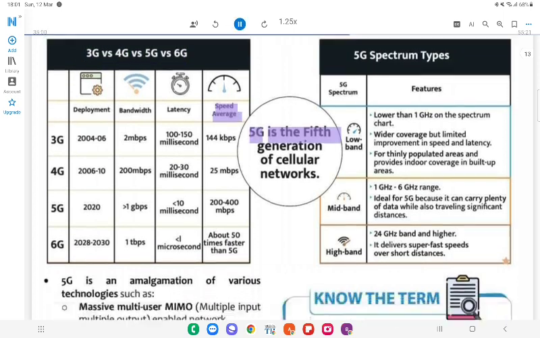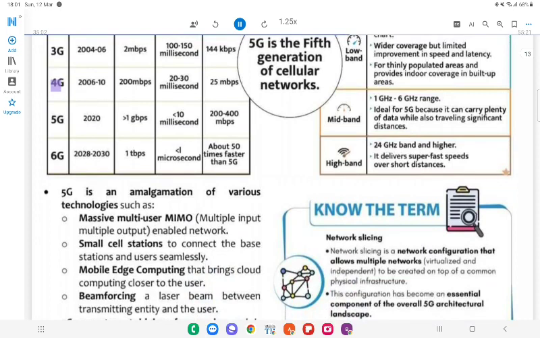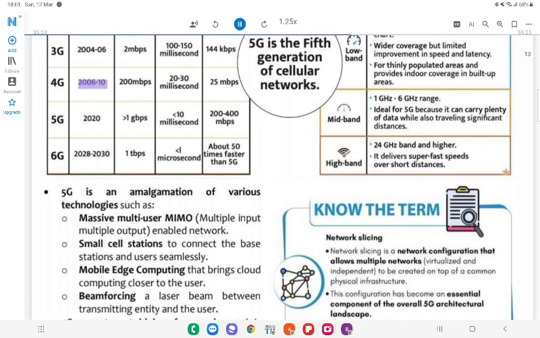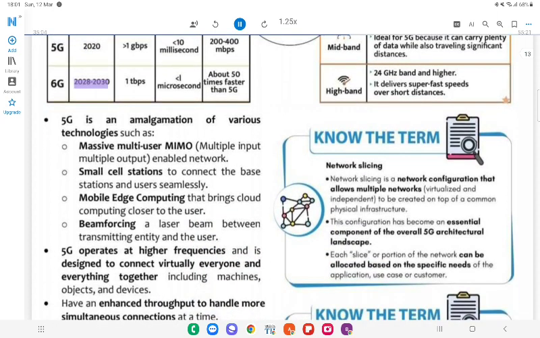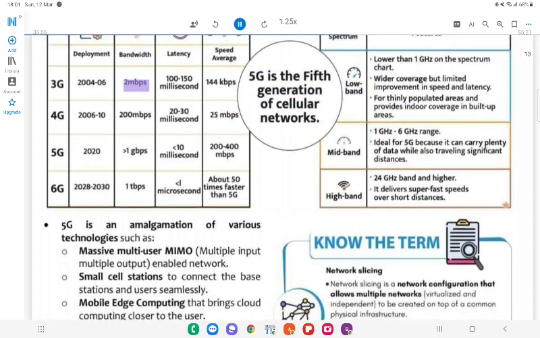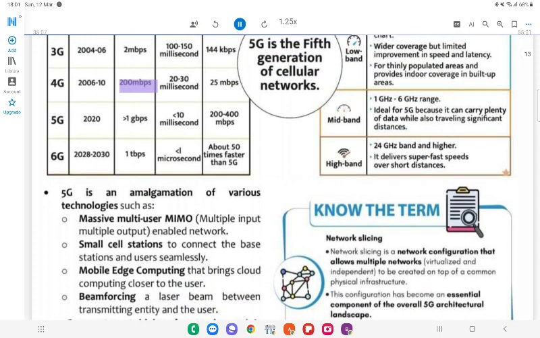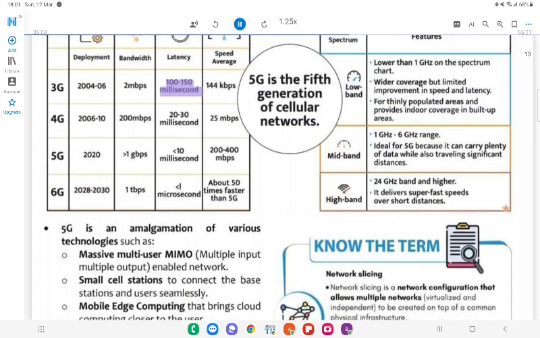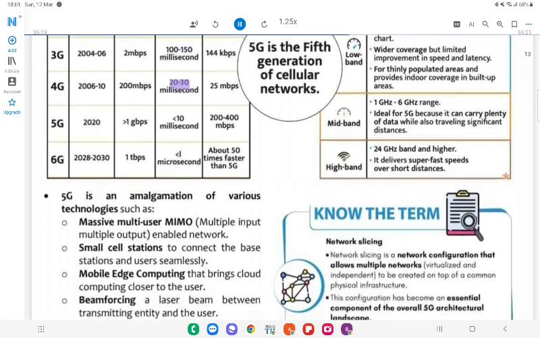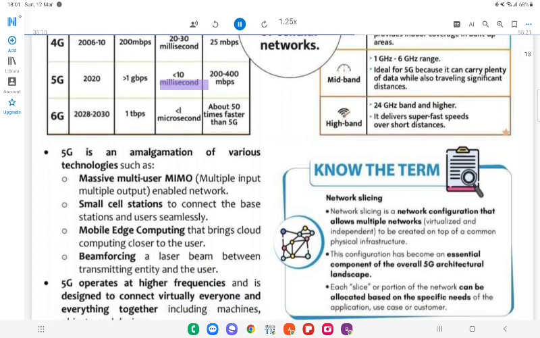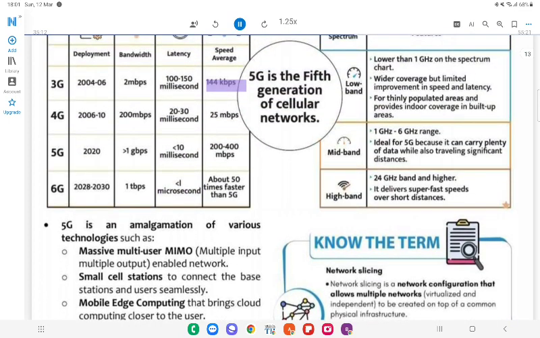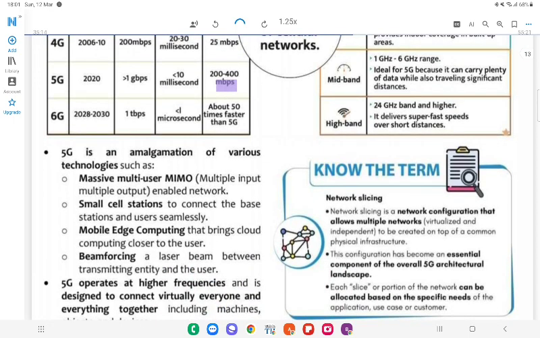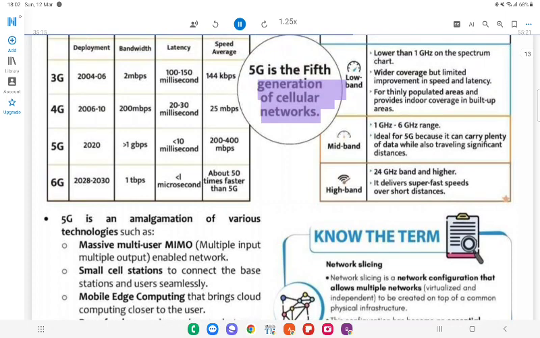5G spectrum types. Speed average. 5G is the fifth generation of cellular networks. Deployment: 2004-06, 2006-10, 2020, 2028-2030. Bandwidth: 2 Mbps, 200 Mbps, Gbps, 1 Tbps. Latency: 100 to 150 milliseconds, 20 to 30 milliseconds, milliseconds, microseconds. 144 kilobits per second, 25 Mbps, about 50 Mbps.